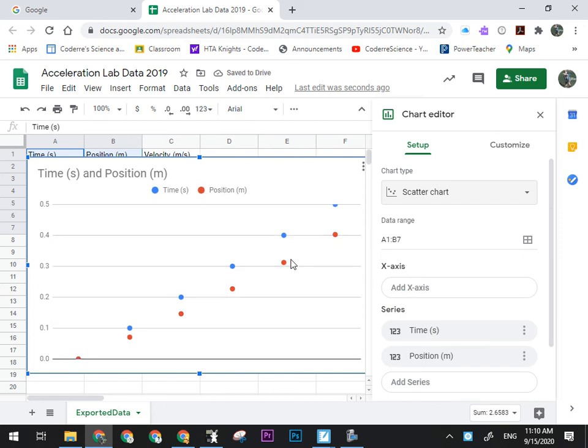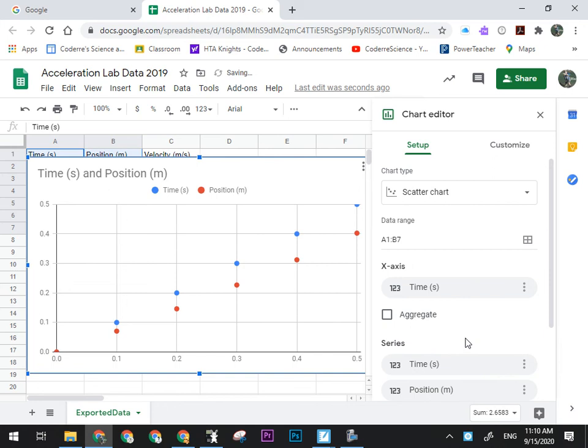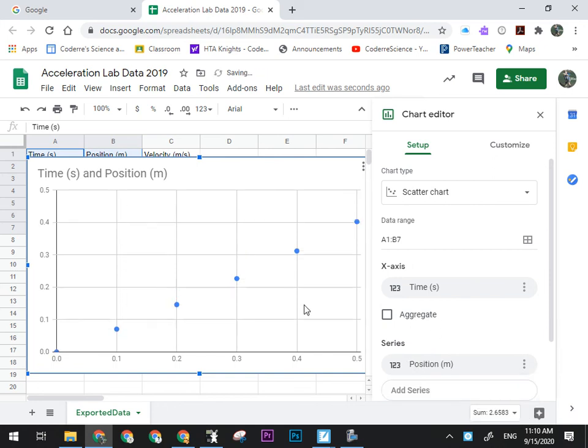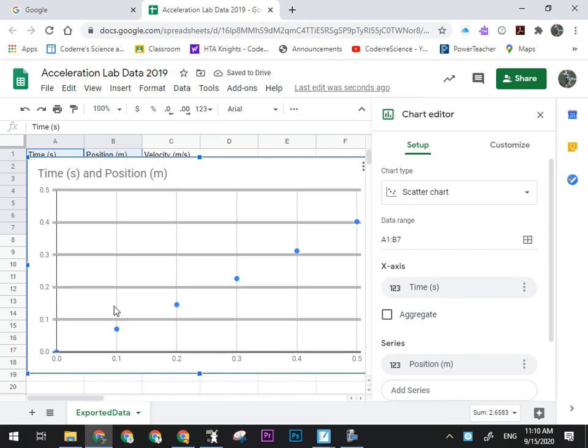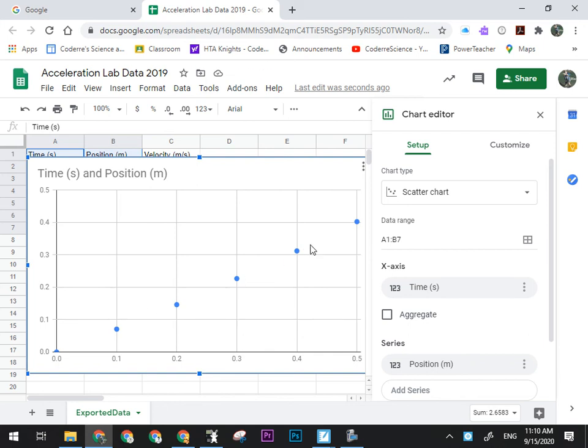I've got this fun thing here where it didn't determine what the x-axis was, so I have to tell it, and I want to take time off of there. Okay, so I get this. Because I don't have a lot of data, it doesn't look really curved, but it is. It is showing me that the position is increasing exponentially. Then I would go in and fix all of the other stuff.